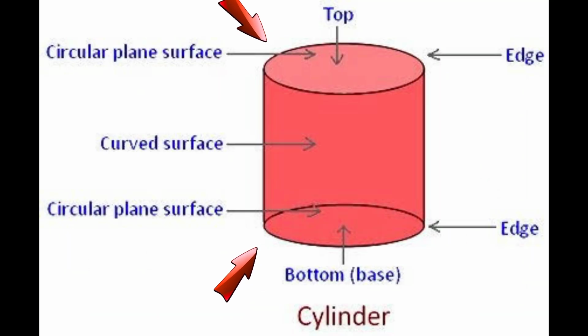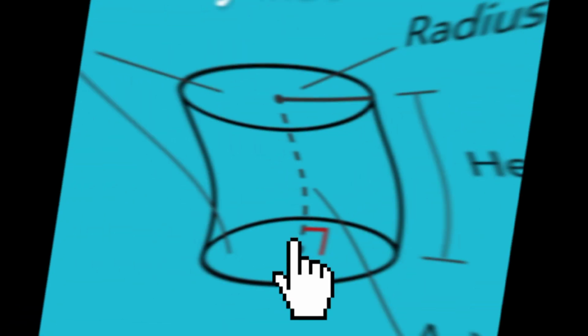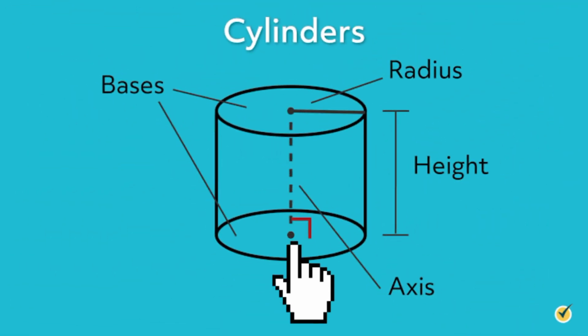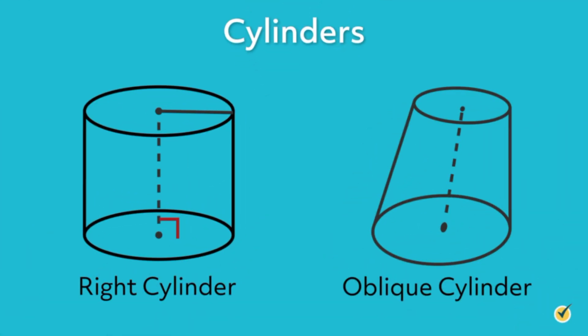The bases are congruent and lie in parallel planes, while the curved surface forms a lateral surface that connects the bases. The axis of the cylinder is the line segment connecting the centers of the circular bases. Cylinders can be classified into two main types: the right cylinders and oblique cylinders.